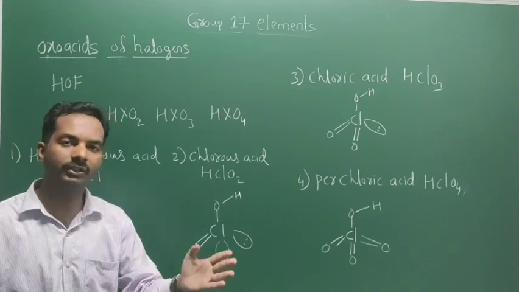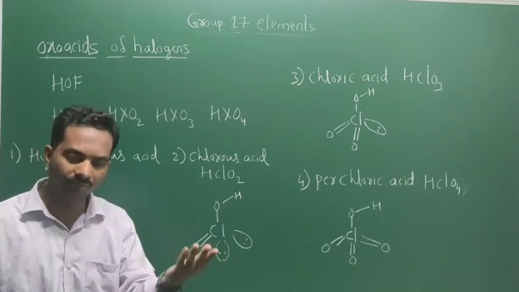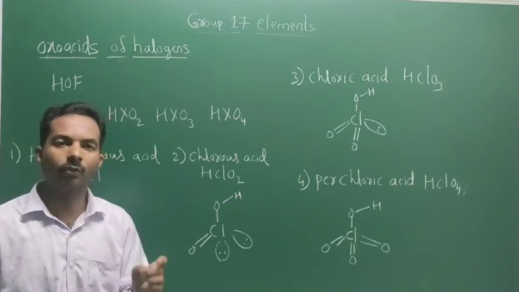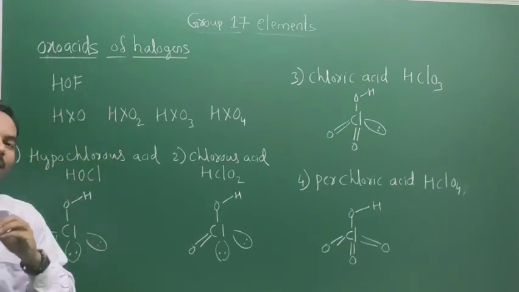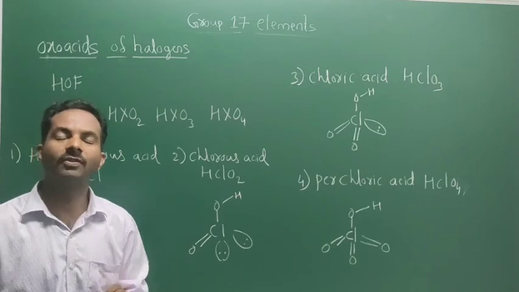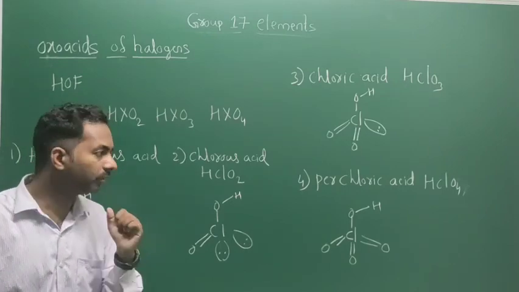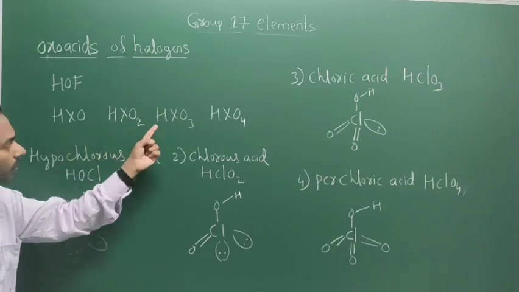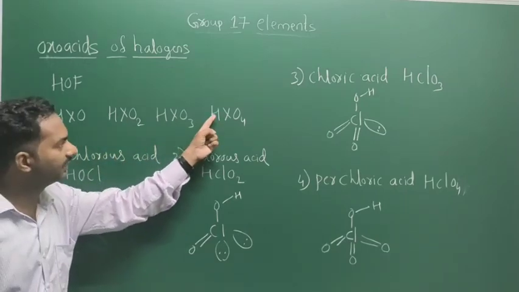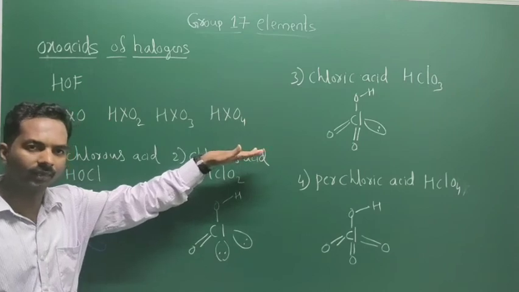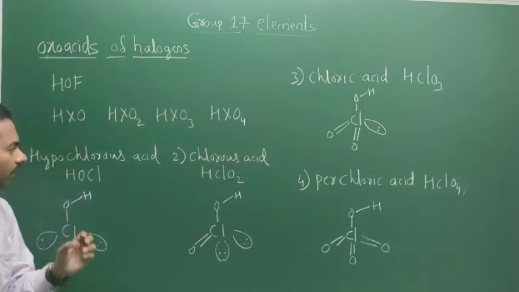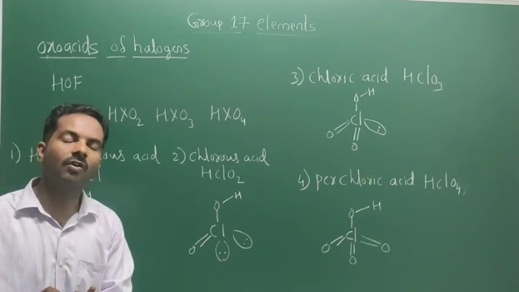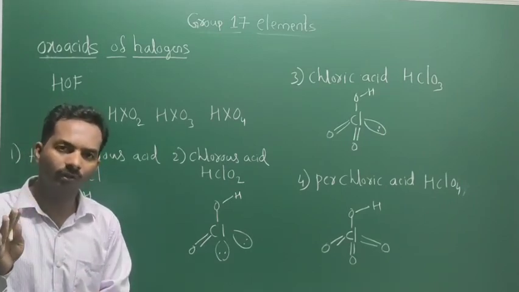But other halogens can form 4 series of acids with formula. So other halogens form 4 series of acids. Formula is HXO, HXO2, HXO3, HXO4. Okay, so next one, some structures of oxoacids of chlorine.